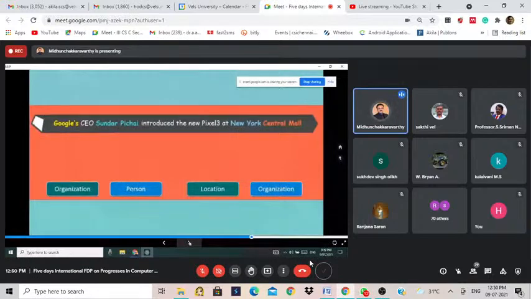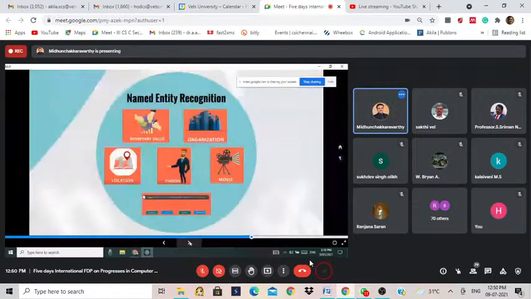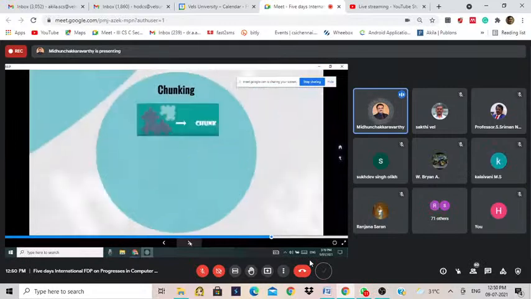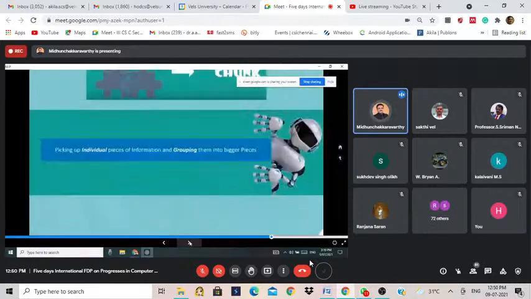Now we have group of words. We have nouns, we have adjectives, we'll be having verbs, we have organizations, we have persons, we have locations. So all these are separate groups. So that's what we call it as chunks. So chunks, picking up an individual piece of information, grouping into the bigger piece. So that's what we do in chunking.